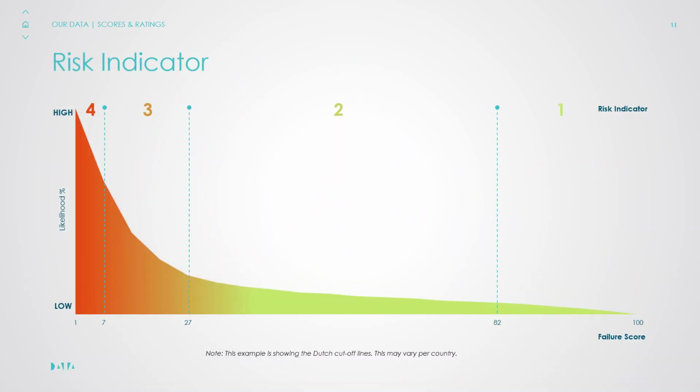This image shows a graphical representation of the risk indicator, which is a simplified representation of the failure score. The failure score is divided into 4 categories, where 1 represents low risk and 4 a high risk. Please take note that for companies with a risk indicator of 4, DNB does not issue a recommended credit limit in most regions, including the Netherlands and Belgium. DNB simply advises against engaging in credit-based transactions with companies holding a risk indicator of 4. The cutoff points specified in this image apply to the Dutch market exclusively.